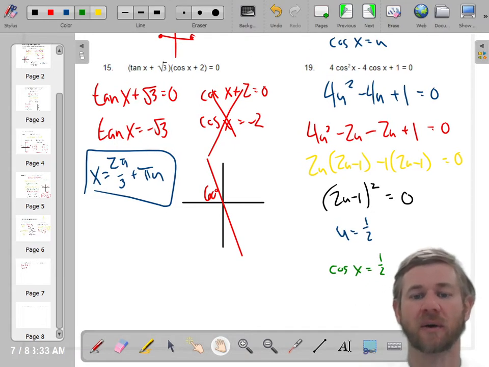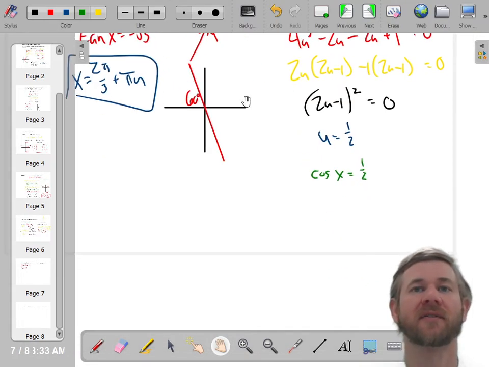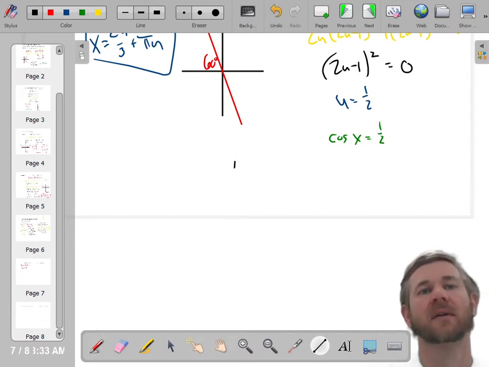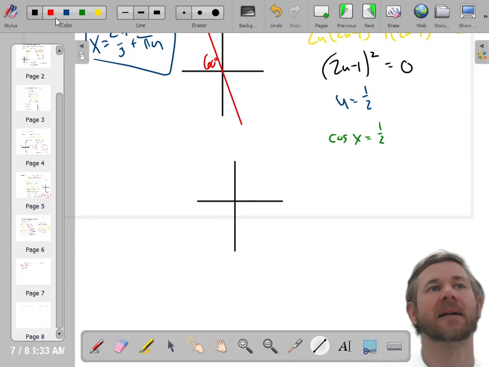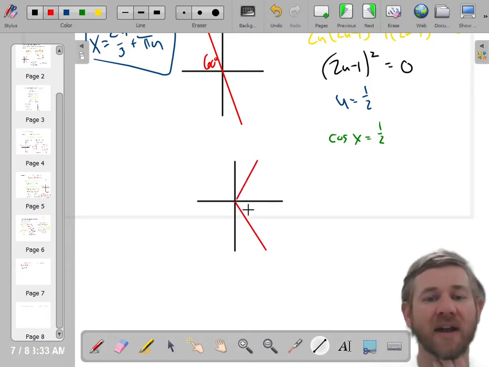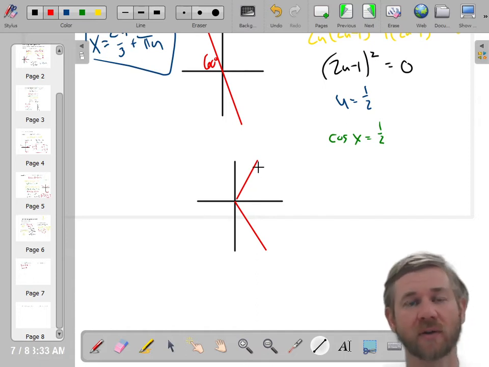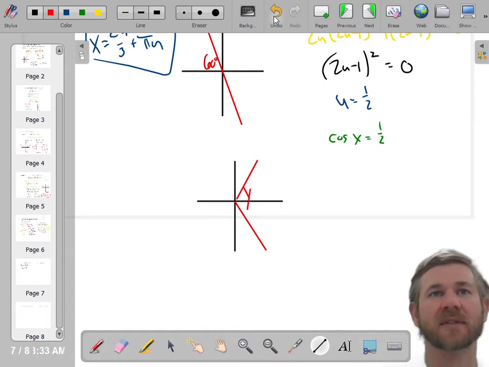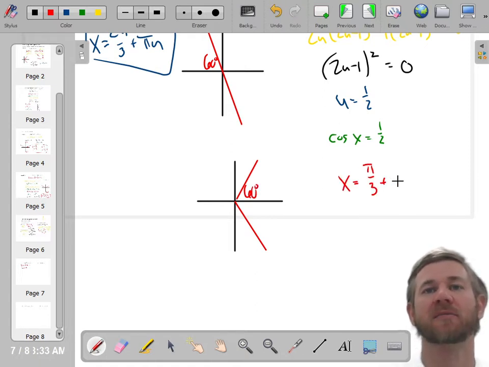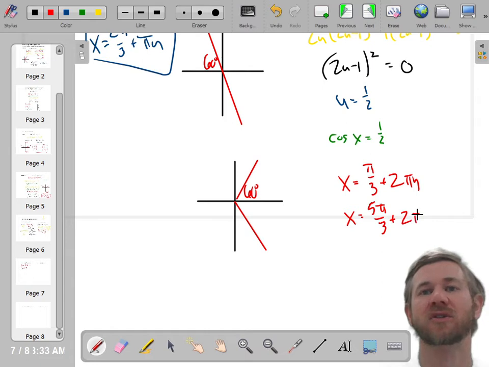So let's draw our little graph here and figure out where cosine is positive 1/2. Cosine is positive on the right side, and that means it would be the short leg. The x is the 1/2, then the long leg is the radical 3 over 2. So this is a 60-degree reference angle. So we'll say x equals pi over 3 plus 2 pi n, or this would be 5 pi over 3 plus 2 pi n.